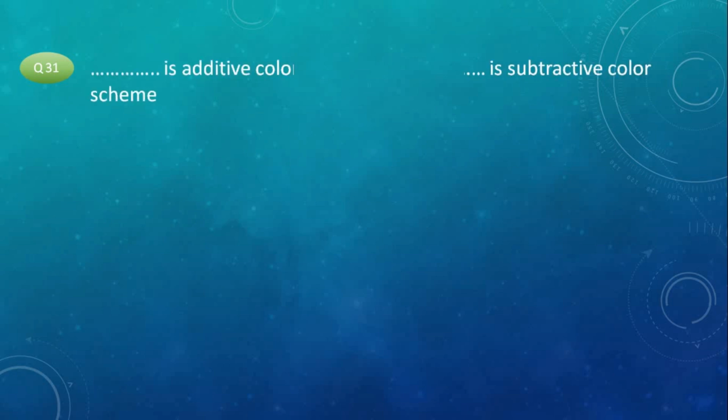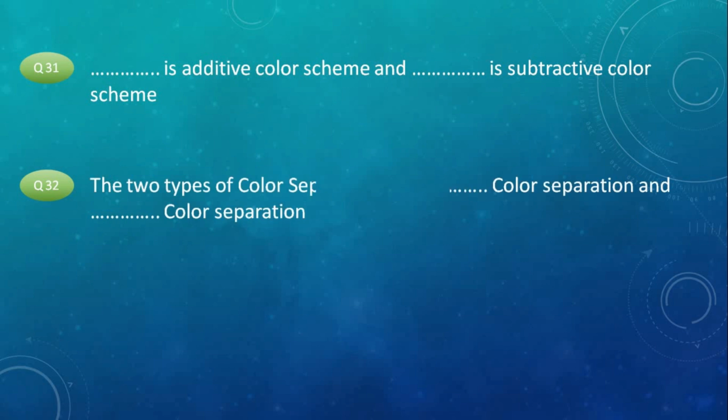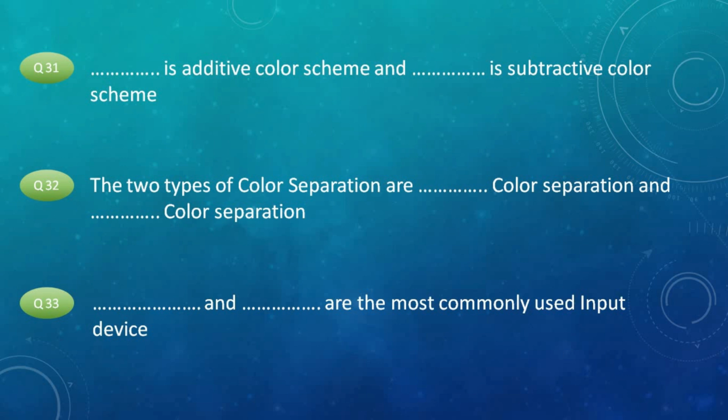Moving on to the next question. Dash is an additive color scheme and dash is a subtractive color scheme. The two types of color separation are dash color separation and dash color separation. Dash and dash are the most commonly used input devices.